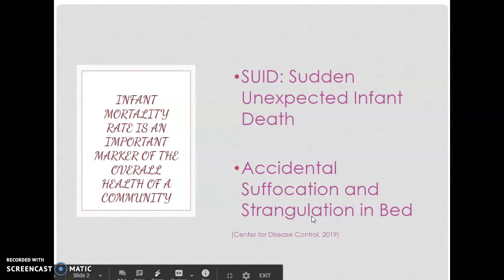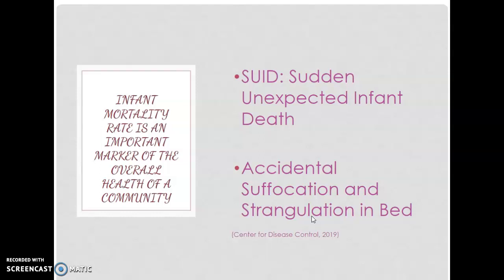The Center for Disease Control defines infant mortality as the death of an infant before his or her first birthday. The infant mortality rate is defined as the total number of infant deaths per 1,000 live births. In addition to providing key information about maternal and infant health, the infant mortality rate is an important marker of the overall health of a community.